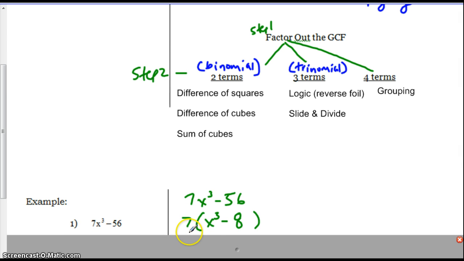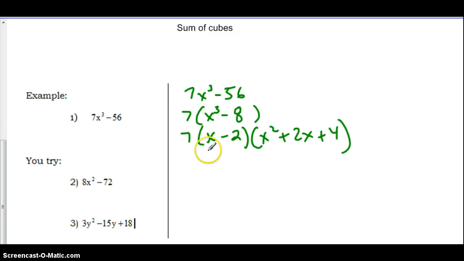So when you factored out 7, you should have in your parentheses x cubed minus 8. Now notice that we have 2 terms here. So with 2 terms left, we're looking for cubes or squares. And we do have 2 cubes. So we're going to keep going. We're not done. We're going to keep going and factor out our cubes. So go ahead and pause again and do that. Okay, you should have gotten this when you factored x cubed minus 8.